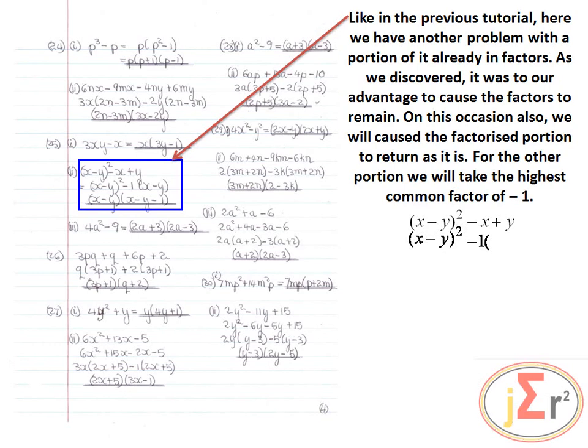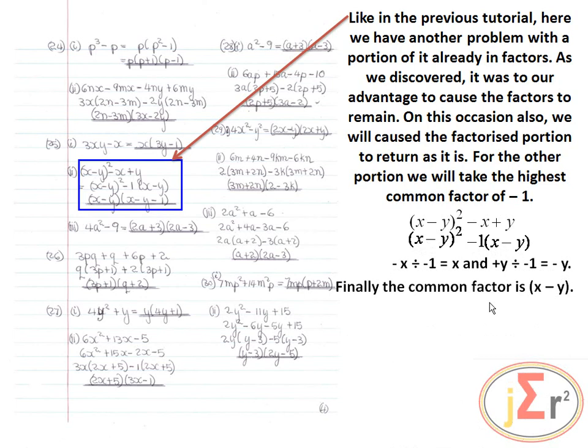And what do we say? Negative into negative is positive, so positive x, and negative into positive is negative, so a negative y. Positive x, negative y, x − y. So negative x divided by negative 1 is a positive x, and positive y divided by negative 1 is negative y. We have them right there. And I am sure that we can see now a common factor x − y. So finally, the common factor is x − y.